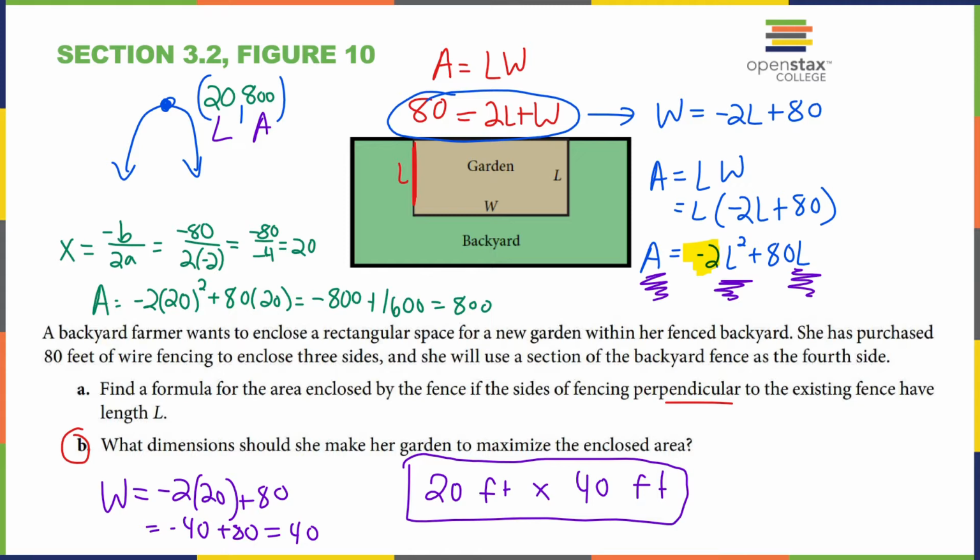Notice that sometimes these questions will ask for dimensions. Sometimes they will ask you what is the maximum area. Sometimes they'll ask you both. So you do still want to know that the area is 800 square feet. And notice that the unit is square feet. Anytime you have a word problem, you must include the unit. If you don't have a unit on the test, it will dock you points. So be very careful with that.